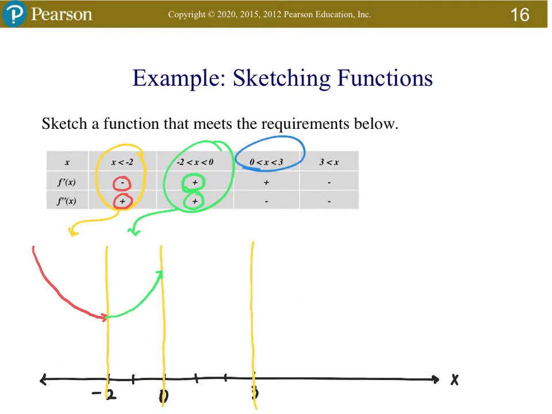Okay, now we want between 0 and 3, so that'll be this section here. I still want to go up, but I need to have negative concavity. So my positive means I'm increasing, so I'm going in an up direction, but my concavity means I need to be curving with negative concavity. So that's going to look like this. I'm going up, but I have a curve that is negative concavity. Let me erase this line that was kind of getting in the way here.